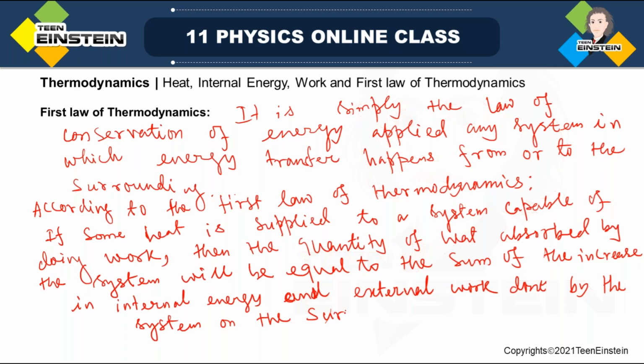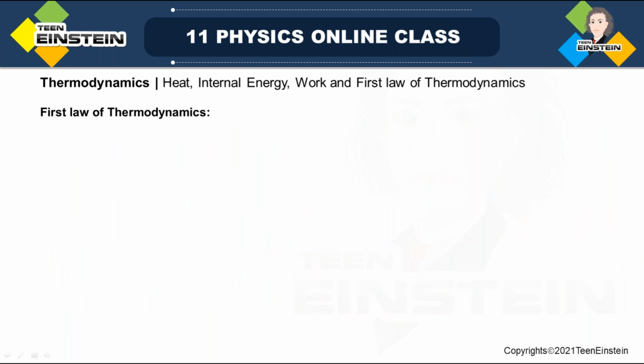I'll explain that. According to the first law of thermodynamics, if a system is supplied a certain amount of heat energy which is capable of doing certain work, then the quantity of heat absorbed by the system will be equal to the sum of the increase in internal energy and external work done by the system on the surroundings. Let me explain now.